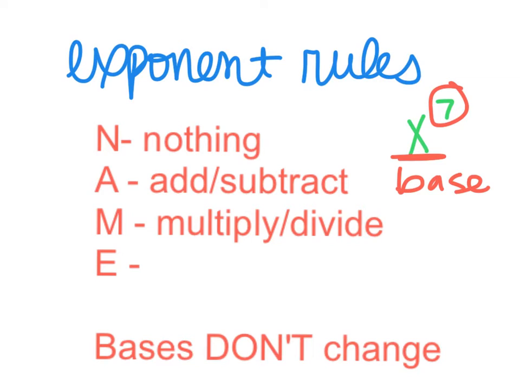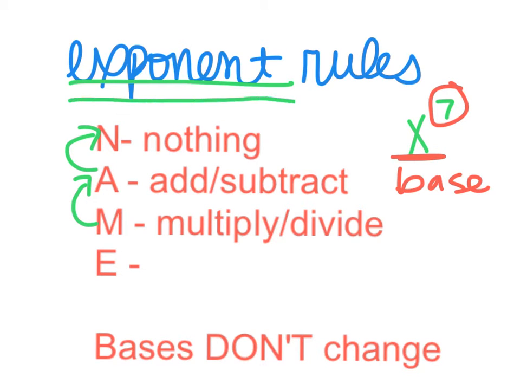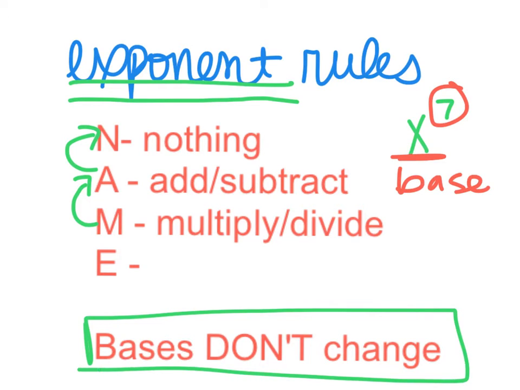So our exponent rules, if you can remember the acronym NAME, it will help you out. We'll get to the E next class period. But if we're multiplying or dividing, that means we add or subtract our exponents. If we're adding or subtracting, we do nothing to our exponents. And my bases do not change. When I'm working on this stuff, the bases do not change. And remember that these rules apply to our exponents. They don't apply to our coefficients or anything like that. We still treat our coefficients as if they're regular numbers.